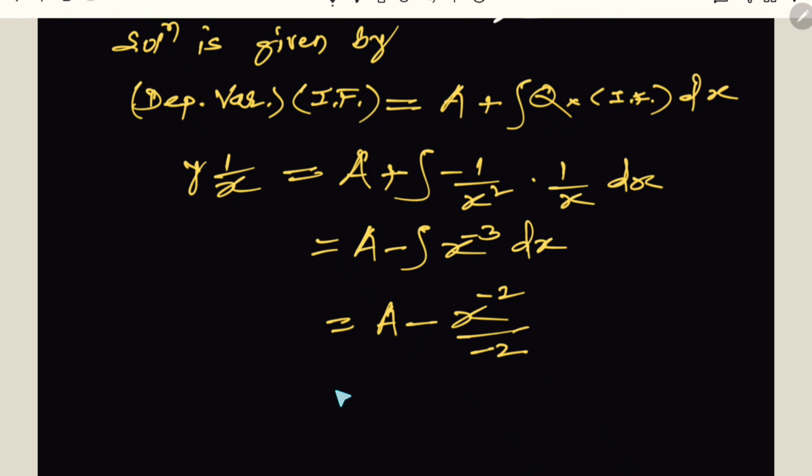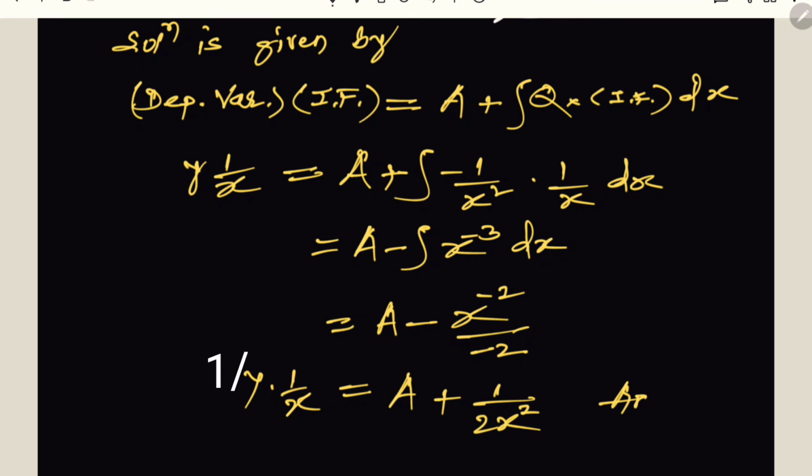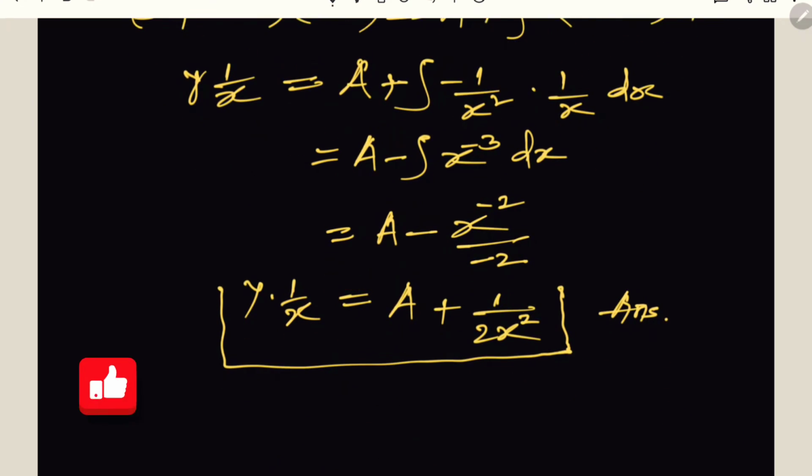Therefore, we substitute the value of z as y raised to minus 1. So y raised to minus 1 into 1 by x is equal to a plus 1 upon 2x square, as the required solution.